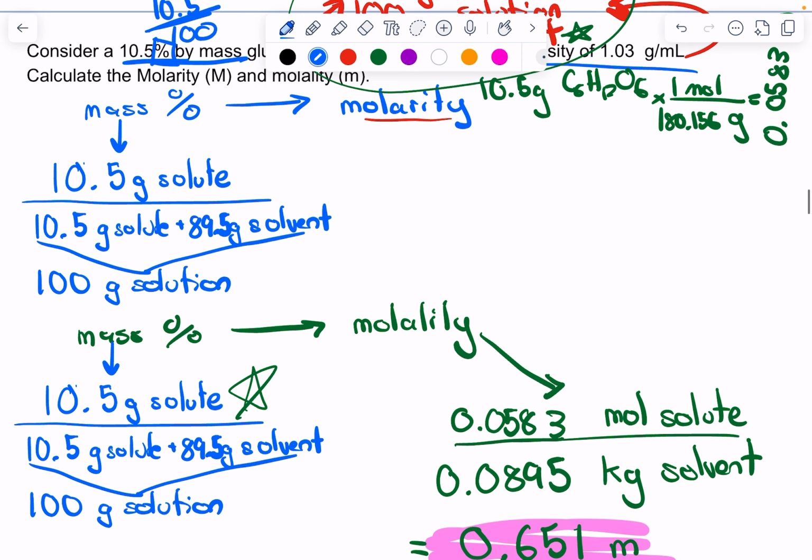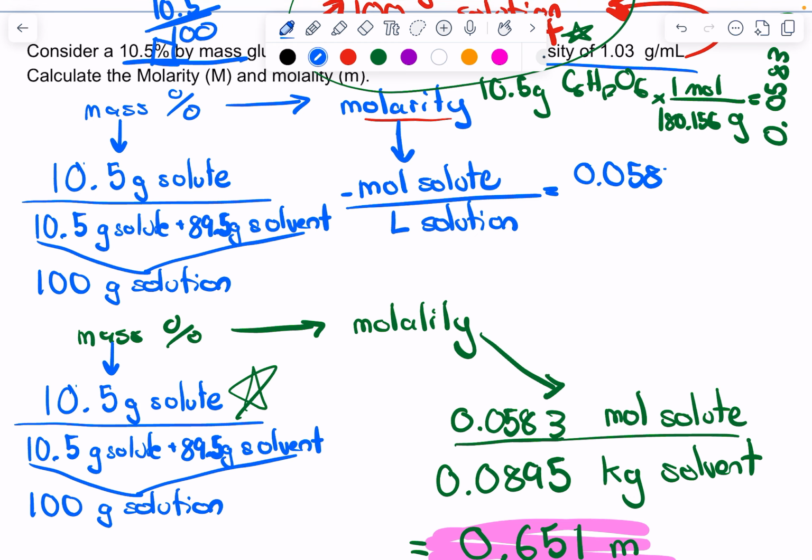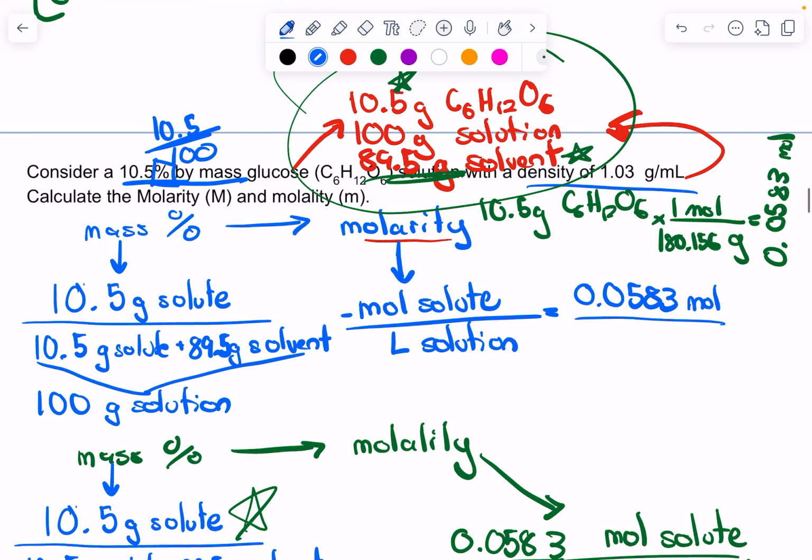All right. It is only slightly more complicated to do the molarity. So the definition of molarity is moles solute over liters solution. We already found the moles solute earlier, 0.0583 moles solute divided by liters of solution. We don't have the liters of solution. We have the grams of solution. It's 100 grams of solution.